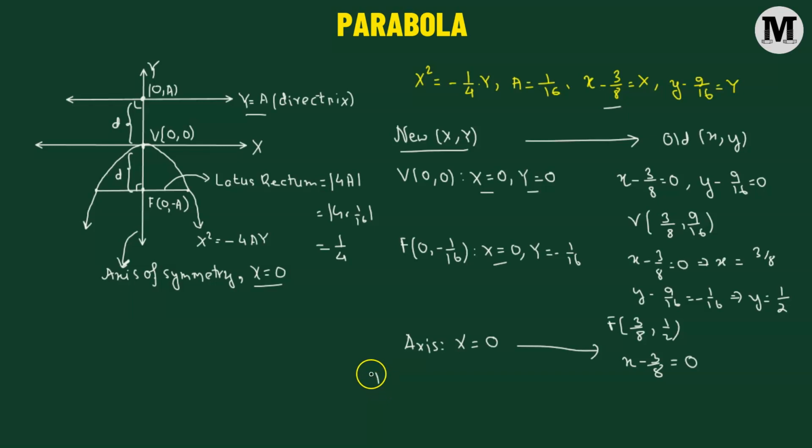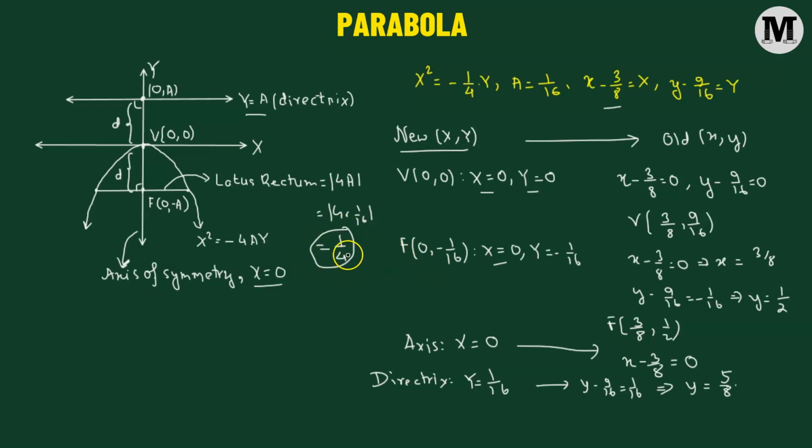And then we have the equation of the directrix. The directrix is given by y equals a, where the value is 1 over 16. So that means we have y minus 9 over 16 equals 1 over 16. So that implies y equals 10 over 16, or we can say 5 over 8. So that's going to be the equation of the directrix of the parabola.